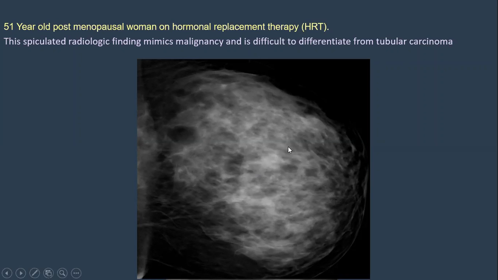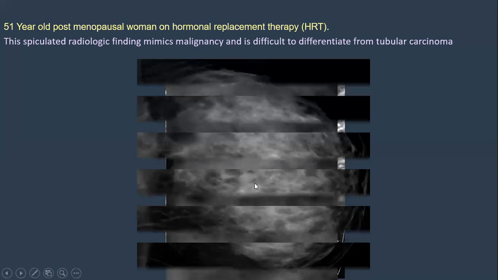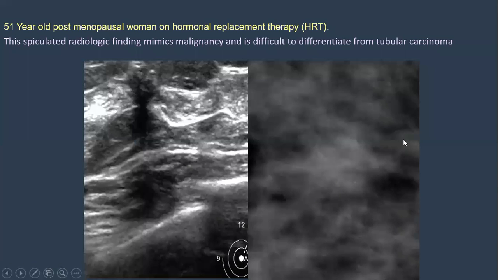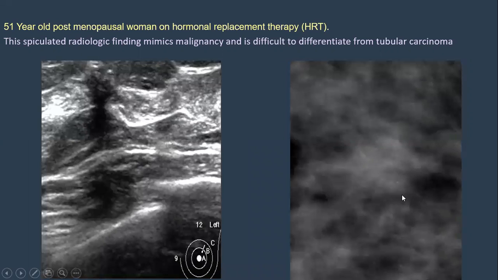Excellent. This is a focal area of architectural distortion with spiculations. There is central lucency. You will see it here. If you look, these are associated with asymmetry and these are spicules, but the central area is relatively low dense. And this is the lesion on ultrasound. So what is next?